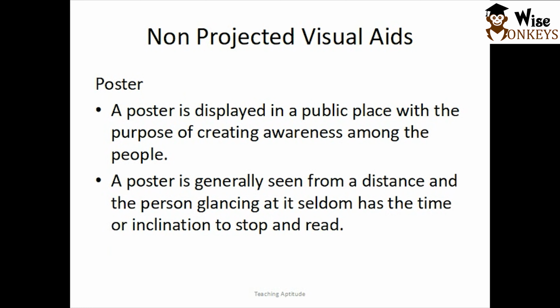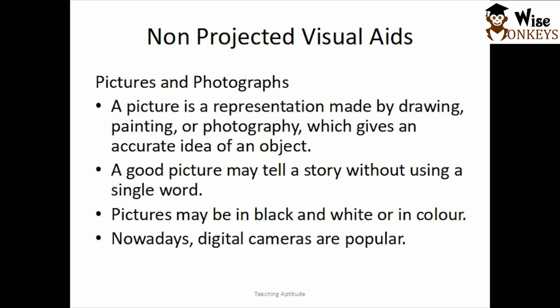And posters are displayed in public areas with the purpose of creating awareness among the people, and a poster is generally seen from a distance and the person glancing at it seldom has the time or inclination to stop and read. Pictures and photographs: we know that a picture is a representation made by drawing, painting or photography which gives an accurate idea of an object. A good picture may tell a story without using a single word. Pictures may be in black and white or in color. Nowadays, digital cameras are very popular.